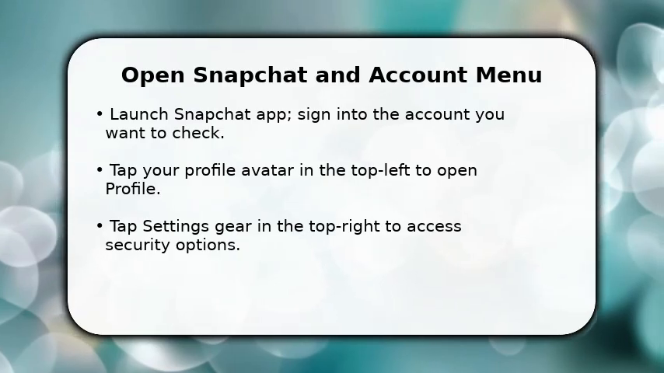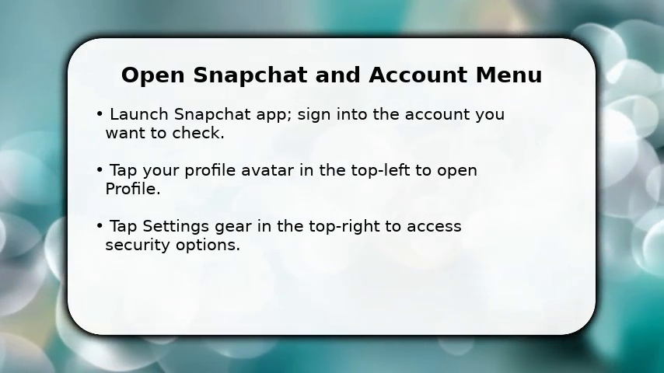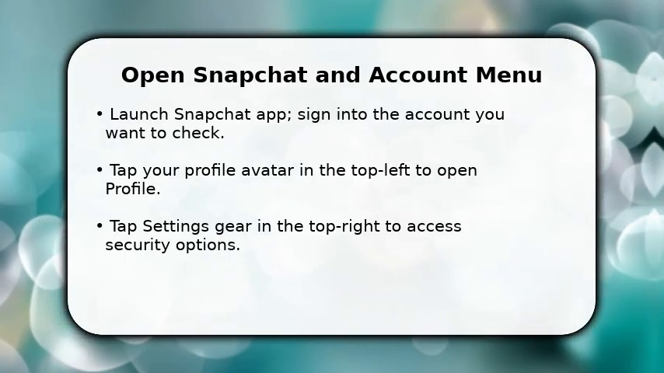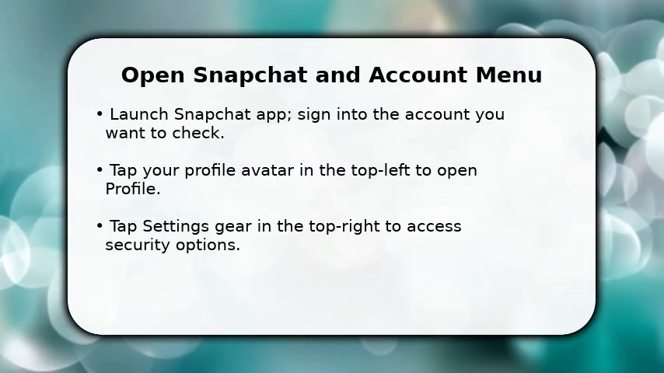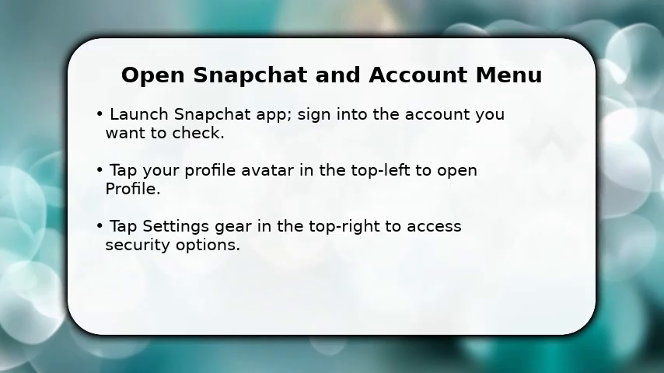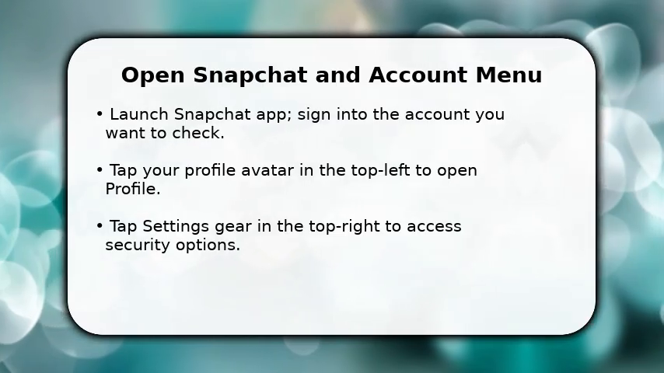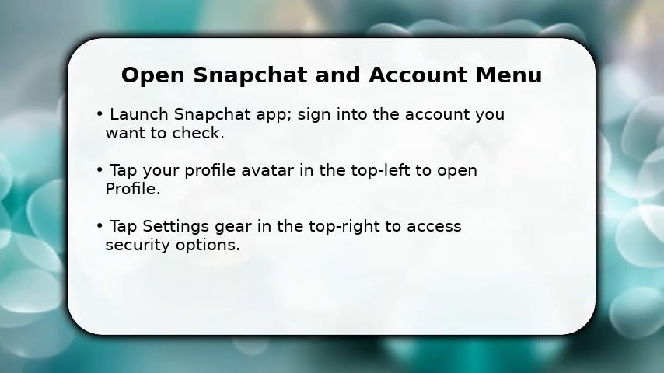Enjoy the video. You're starting inside Snapchat. Open the app and make sure you're signed into the account you want to inspect. Once you see your profile avatar, tap it to open your profile page. From there, make sure to tap the settings gear icon in the top right so you can access account and security controls. This gets you directly to the place where login activity and device information are stored.